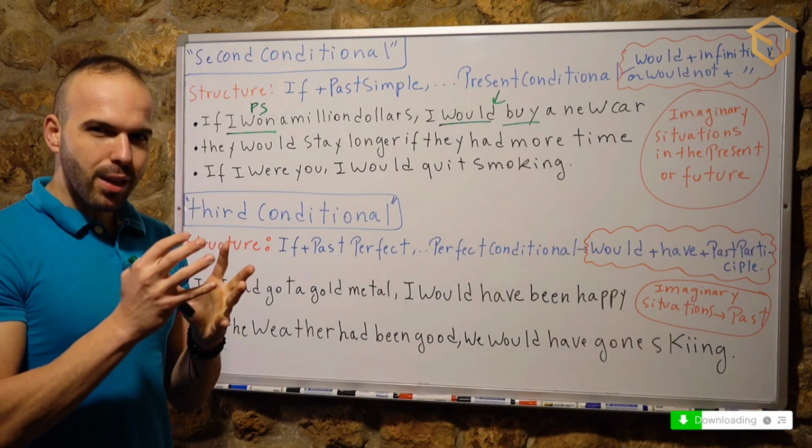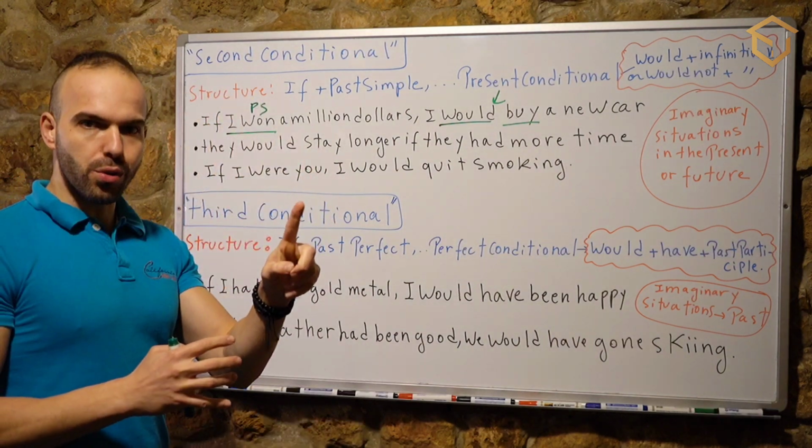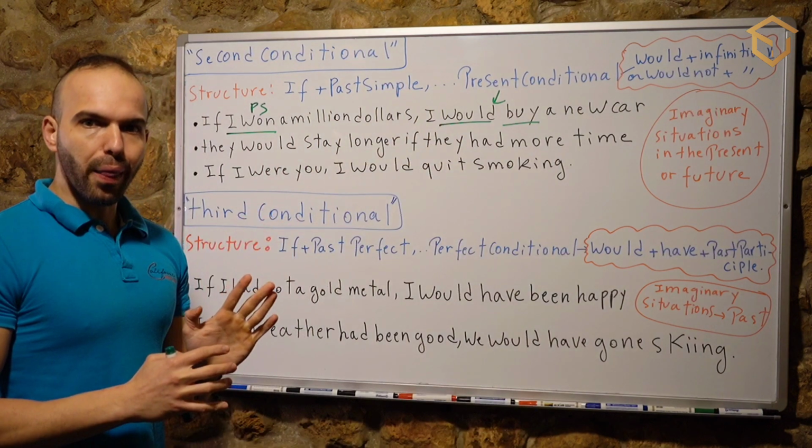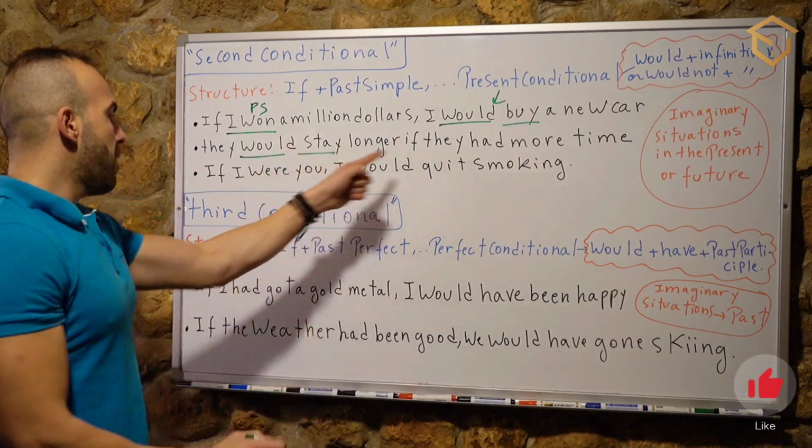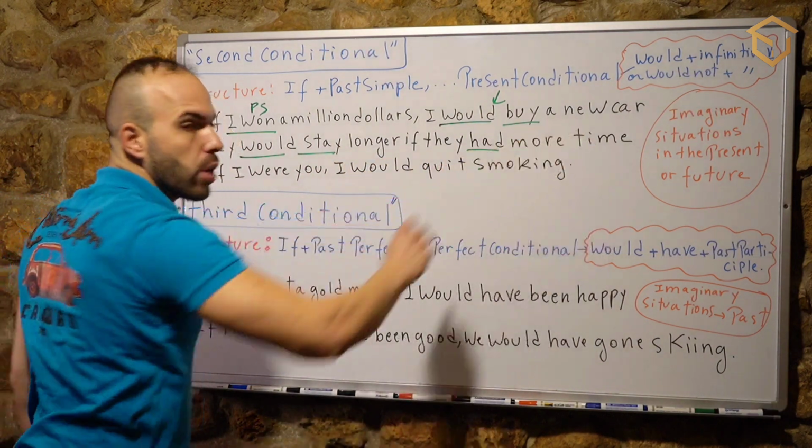Did you get what I'm saying? So that's why if I won $1 million, I would buy a new car. They would stay longer if they had more time.